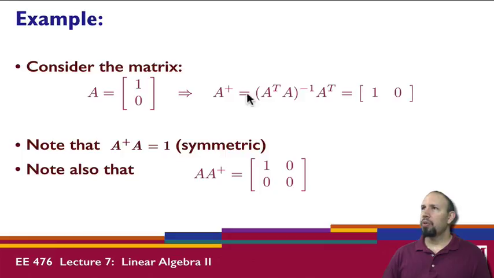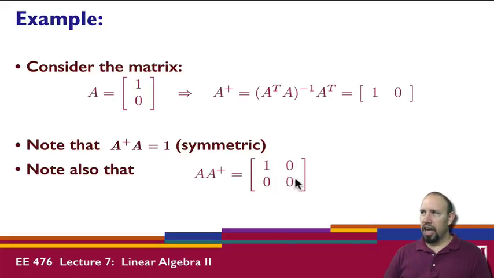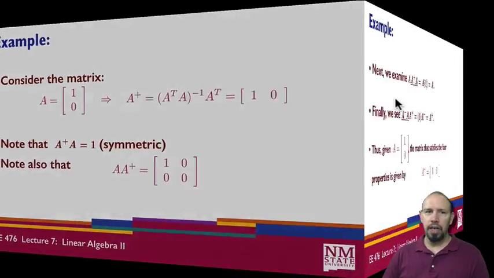This one is fairly straightforward to compute, and I can go through and show that A pseudo-inverse times A itself is equal to 1. That's clearly symmetric. If I multiply in the opposite order, that's A times A pseudo-inverse, I get this matrix, which is square, but it's singular, and it's still symmetric. The off-diagonal elements are the same. So we see that for this simple case.